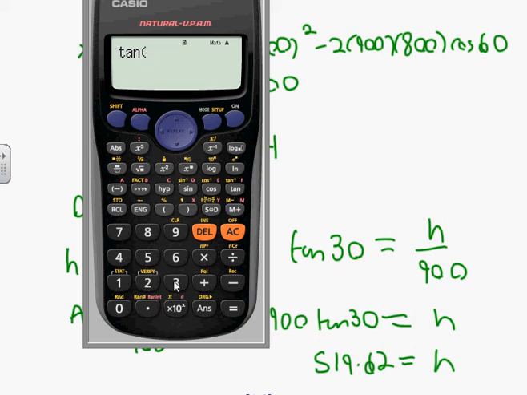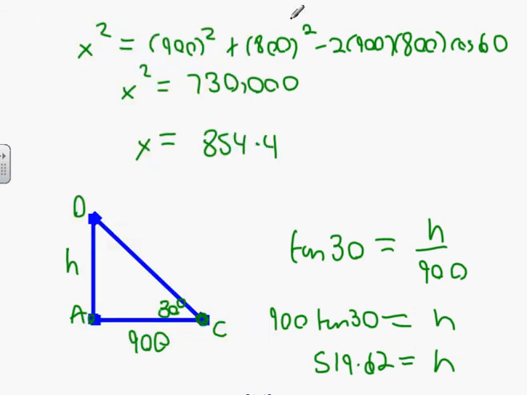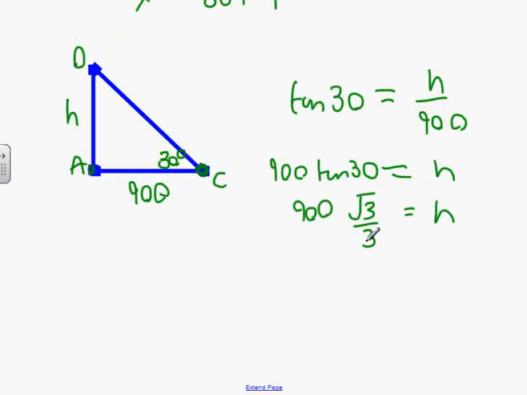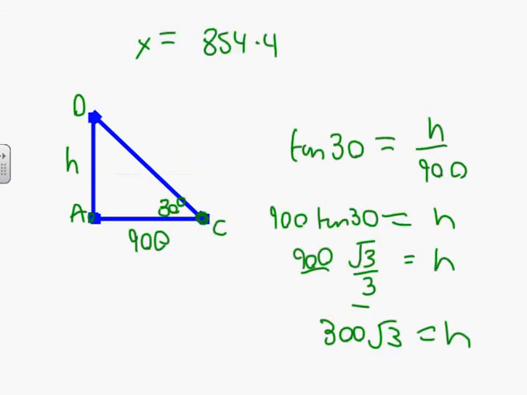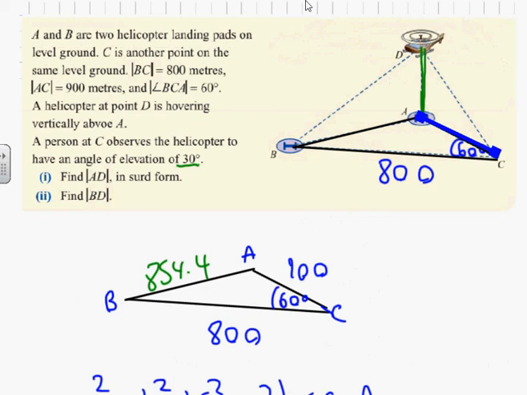So here we see tan 30. Let's get tan 30 on its own. It's root 3 over 3. So tan 30 on its own is root 3 over 3. And that's a 900 on the outside. And then 900 divided by 3 is 300 root 3 equals h. See, we divided the 900 by the 3 to get 300 root 3 equals h. Okay, so that's our h value. So now I have that as 300 root 3.